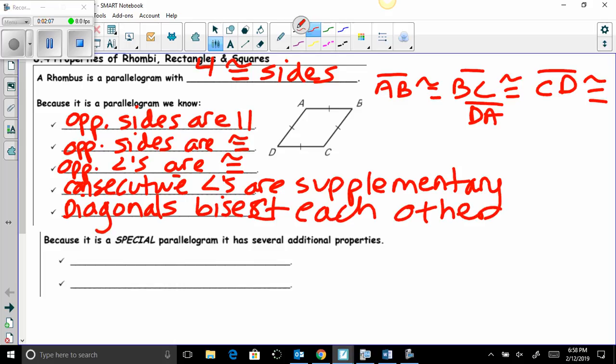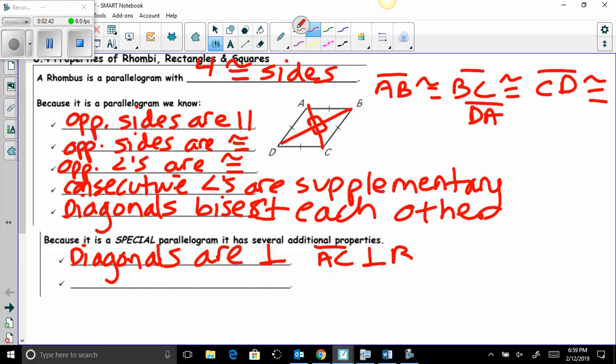Okay, because it's a special parallelogram, it has several additional properties. The additional properties that it has is the diagonals are perpendicular. So if you look here, if I go ahead and draw my diagonals, what's going to occur there? Well, you know you're going to get some perpendicularness. We're going to get some 90-degree angles there. So we can say that AC is perpendicular to BD. It forms 4 right angles.